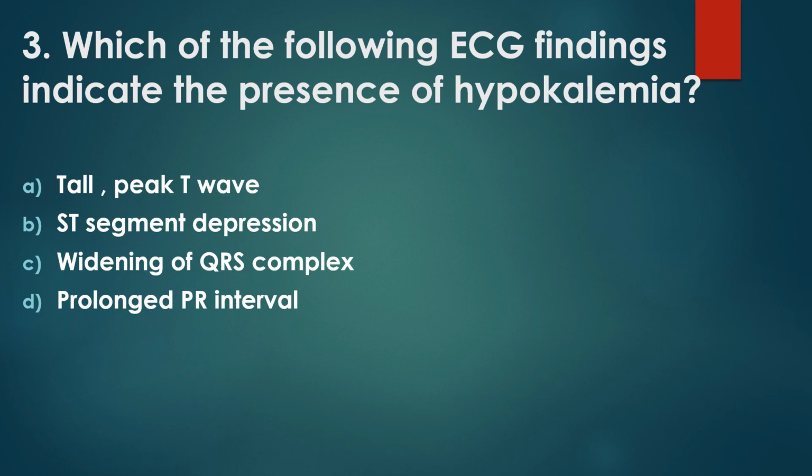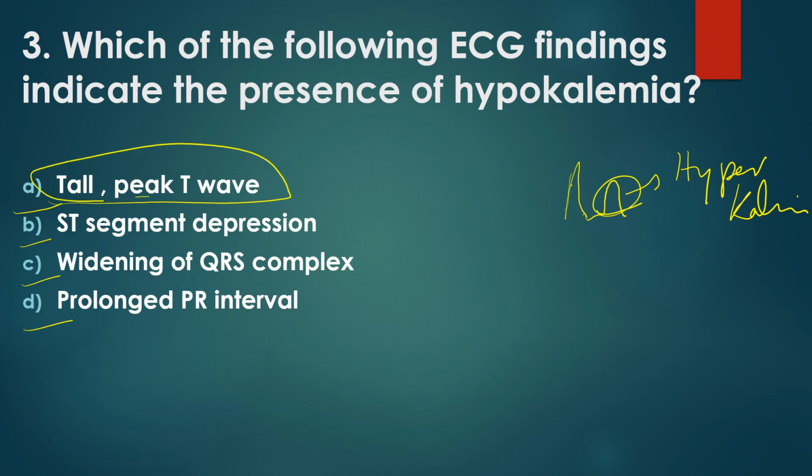And next, which of the following ECG findings indicates the presence of hypokalemia? Is it tall peaked T wave? Is it ST segment depression? Is it widening QRS complex or prolonged PR interval? So what will the ECG findings indicate if the patient goes into hypokalemia? Suppose the patient is having hyperkalemia, you can see this is a QRS complex and the patient will have a tall T wave. Okay, this you can see, tall T wave, that's in hyperkalemia.